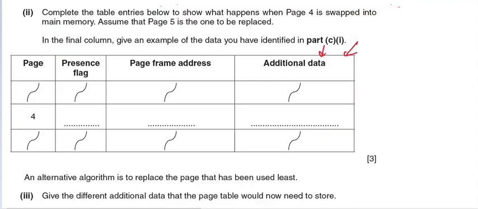So okay, next it says that page 4 is going to be loaded into the memory, but when we load page 4 into the memory, we have to do a swap, which means page 5 is going to be replaced, right? So we need to move page 5 out and we need to load page 4. So he's asking us what modifications are going to be made for this entry for page 4. So page 5 is going out and page 4 is coming in.